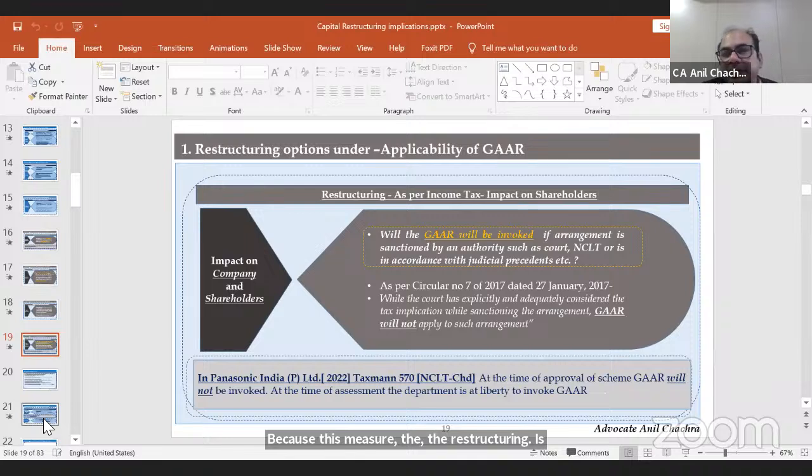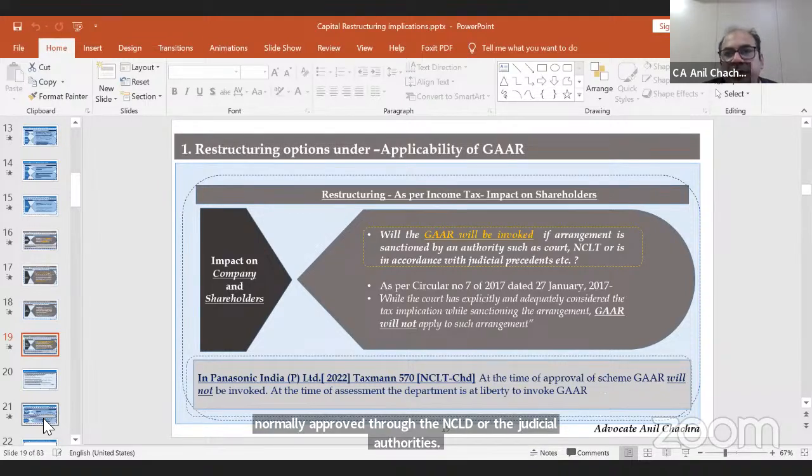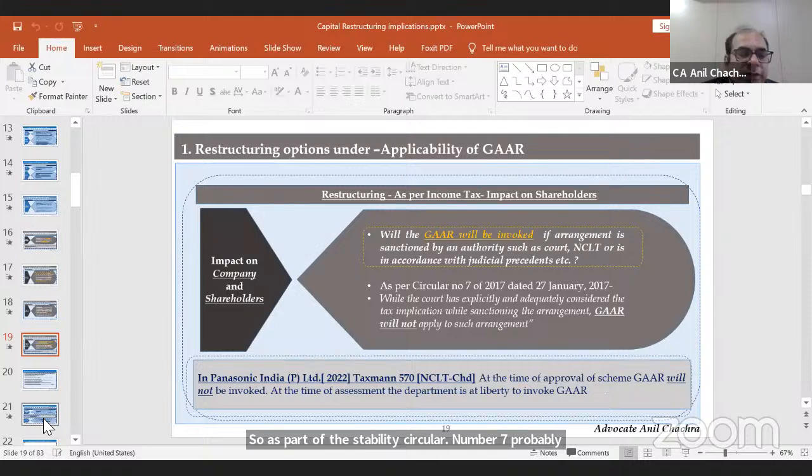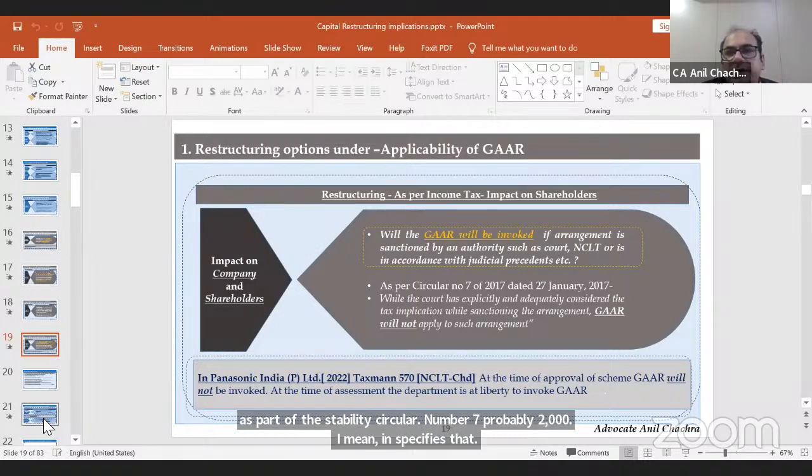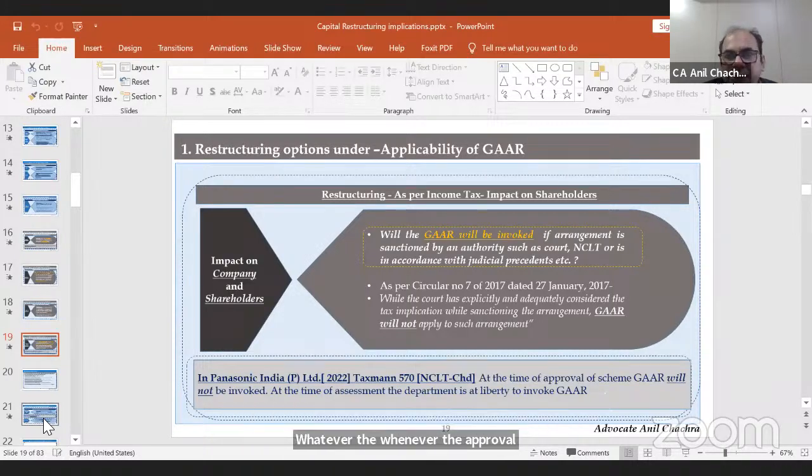As per CBDT Circular number 7/2017, whenever approval is obtained through the judicial authorities or the NCLT, GAR will not apply to such an arrangement, because the court will look at all the aspects relating to the commercial transaction, and on that basis GAR will not be applicable. There's one judgment in the case of Panasonic India, wherein the income tax department wanted to apply GAR at the time of approval of the scheme itself.